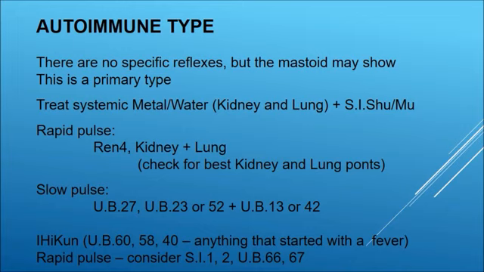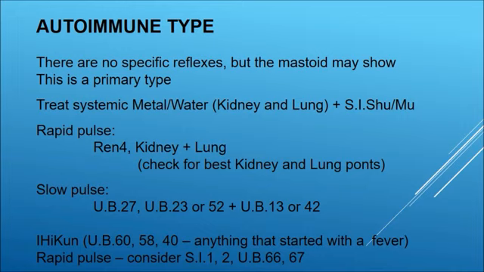REN4 cannot be used if there is an inflammatory process clearly happening in the abdomen, such as in cases of Crohn's or ulcerative colitis. In those cases, you can use Mu-Shu as a substitute for REN4. That is, take the level of REN4 and go to the sides below gallbladder 26. Also, do not use REN4 in cases of a slow pulse.